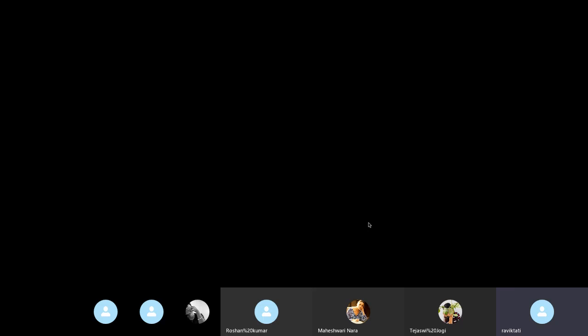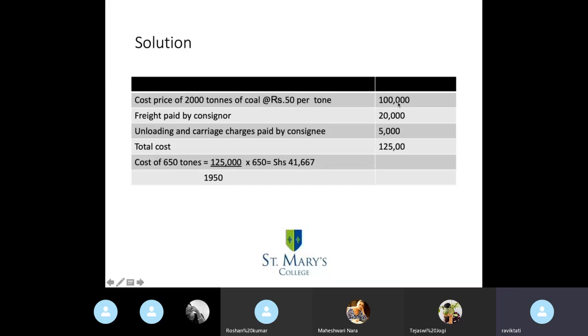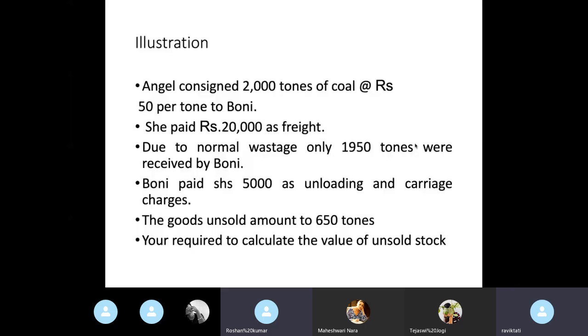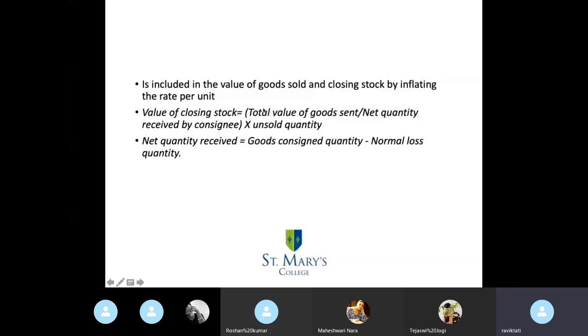2,000 tons at 50 per ton, 100,000. Freight by the consignor, 20,000. Unloading charge, 5,000 rupees. These are all, and the total cost is 125. What is 125? Look at this. 125 is the total value of the goods sent.